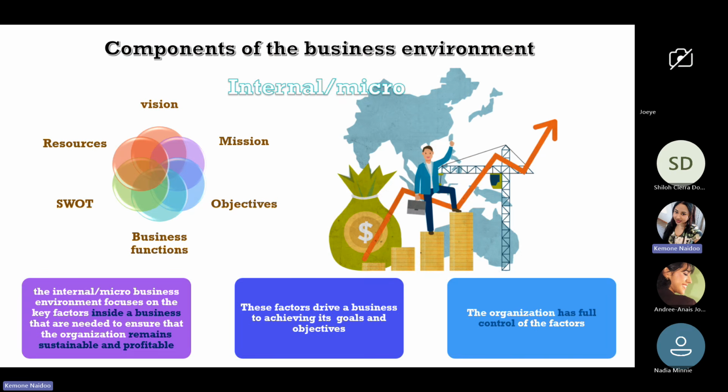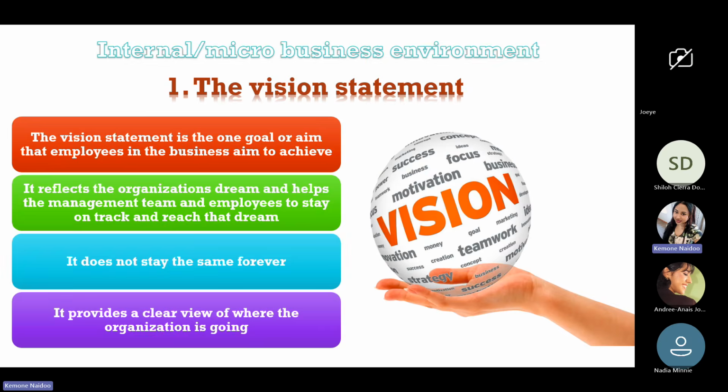Okay, so we're going to look at the internal environment for today. And we're going to look at some of the different components within the business. So here we have our vision statement, our mission statement, objectives, and also business functions. And we also have SWOT analysis and resources. These are different components that lie inside of the business that is within our control.